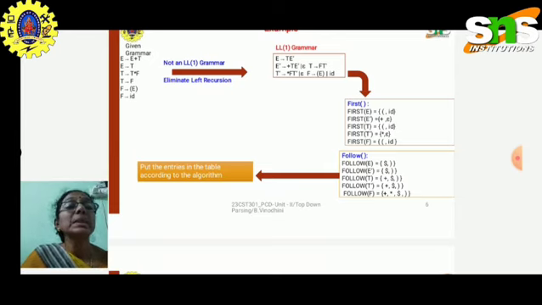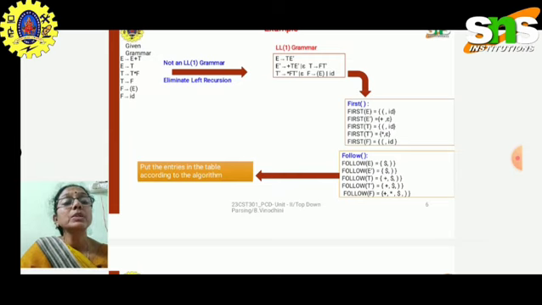So the first of E is equal to first of T, so you go to the T production. The first of T is equal to first of F, so you go to the F production. The first of F: you have two productions, so the open parenthesis and ID are the first of F. So the first of F is equal to first of T, which is equal to first of E.